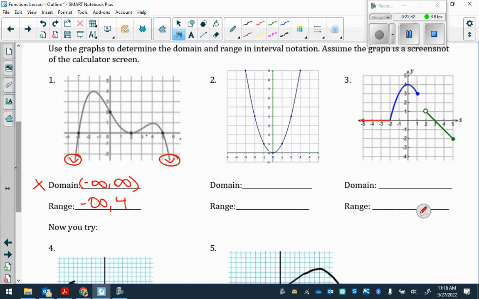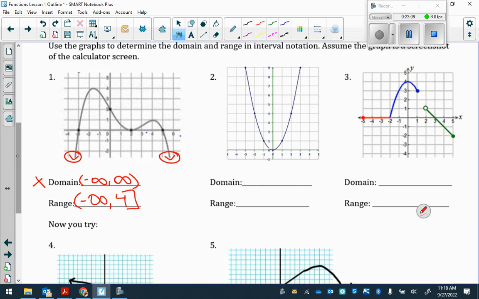Okay. Negative infinity to 4. Now, negative infinity is going to have what? Parentheses. However, 4 is going to have what? A bracket. Excellent. Everyone okay? Yes, no? You're going to see as we go through.